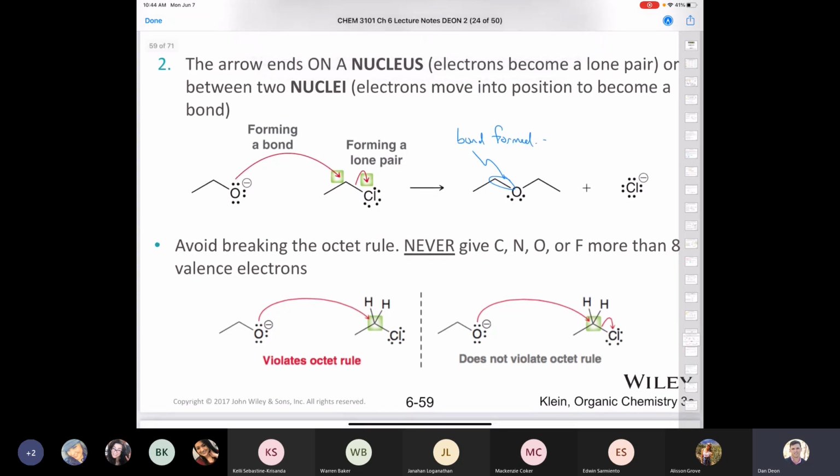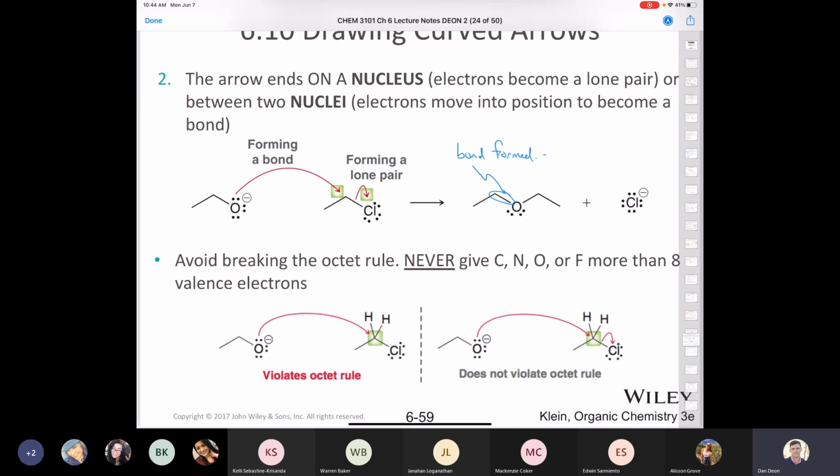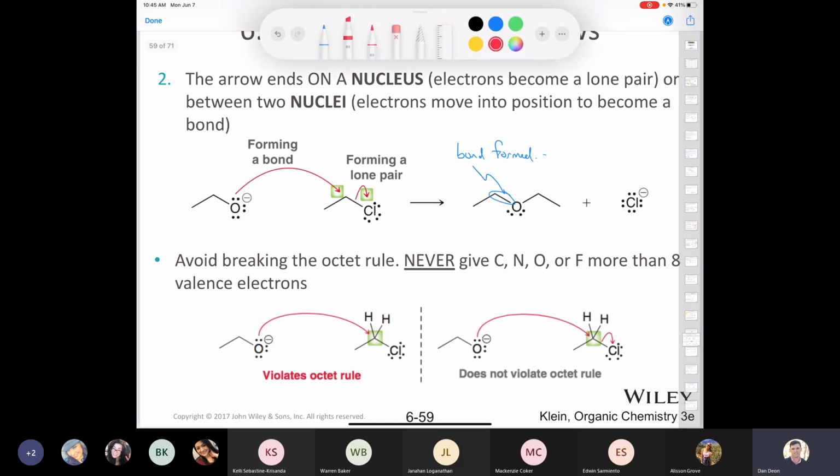Another rule is, and I think that most students would figure this one out on their own, we don't break the octet rule. We make sure that carbon, nitrogen, oxygen, and fluorine could never have more than 8 valence electrons. That's why there's a big problem with this curved arrow on the bottom left. Huge problem here, because if this represents a bond being formed, then you've got 5 bonds to a carbon, which is a big no-no in organic chemistry. So here you'd have to have the nucleophilic attack and the loss of leaving group occurring simultaneously. Otherwise, you're in violation of the octet rule.